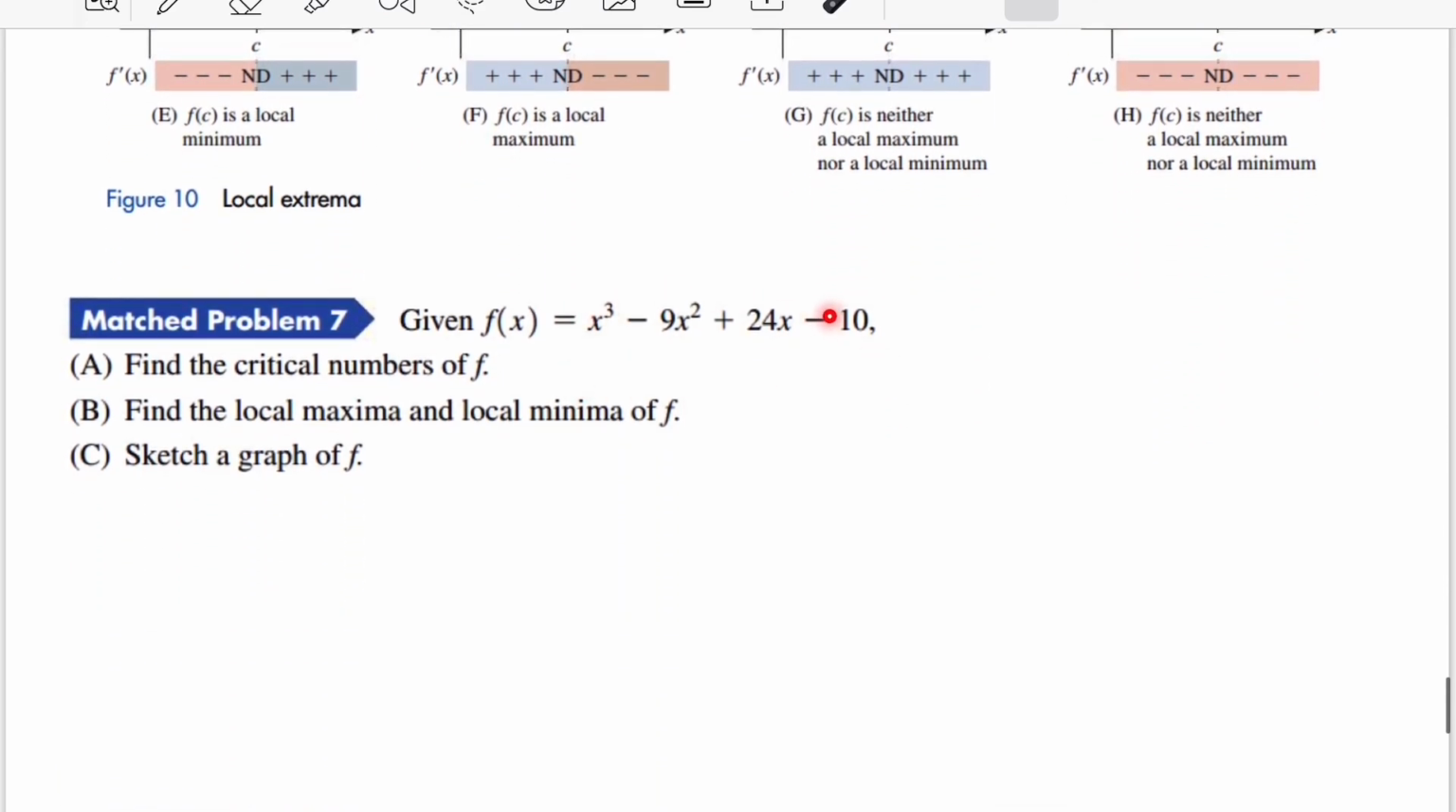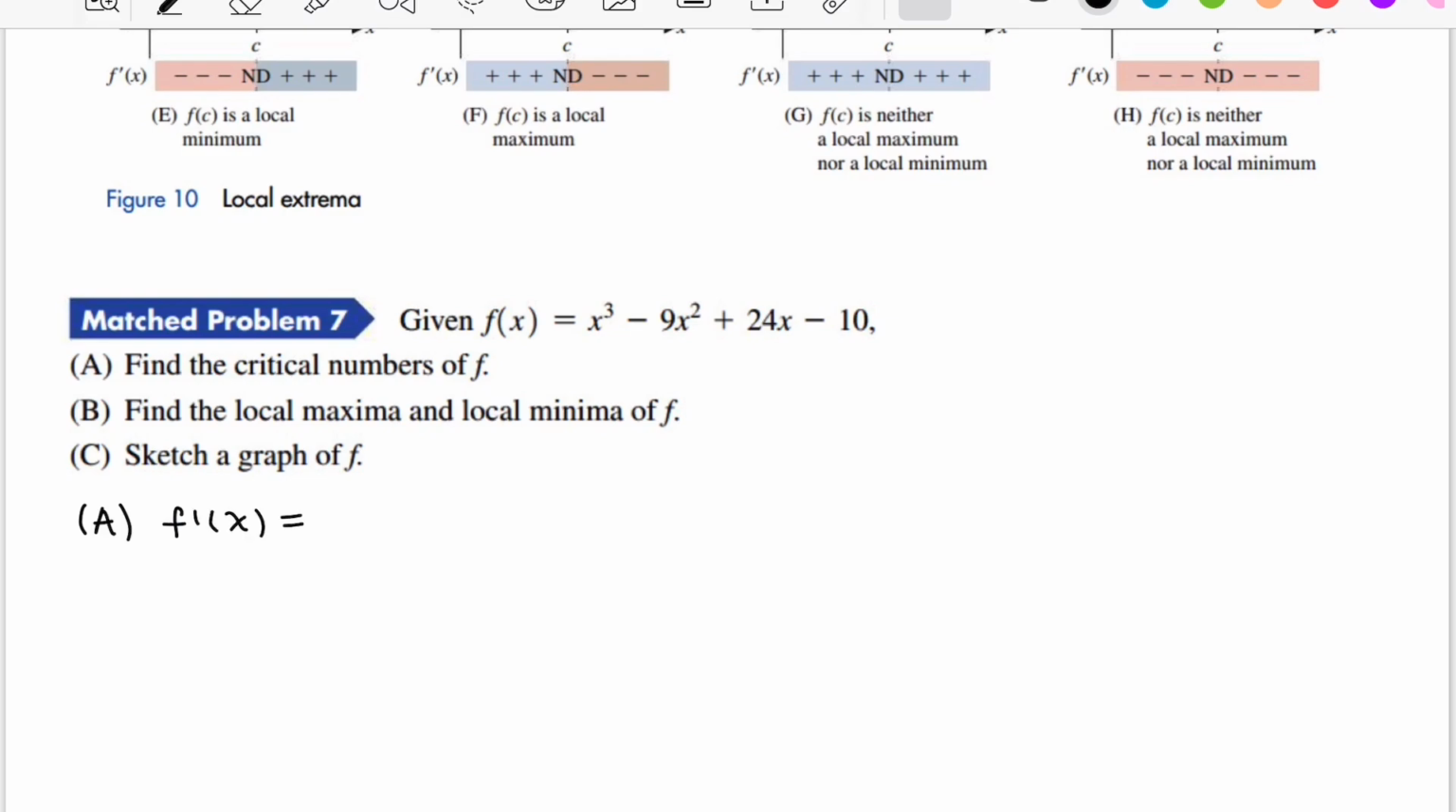We're given this function and we want to find the critical numbers of f and the local maximum, local minimum of f, and then sketch the graph of f. So first, to find the critical numbers of f, we know that we're going to find the derivative and figure out what numbers will make the derivative equal to 0 or undefined.